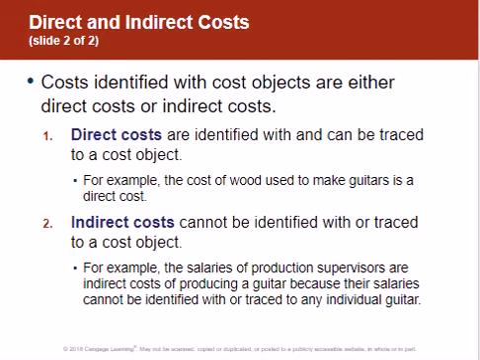Costs identified with cost objects are either direct or indirect costs. Direct costs are identified with and can be traced to a cost object. For example, the cost of wood used to make a guitar is a direct cost. Indirect costs cannot be identified with or traced to a cost object. For example, the salaries of production supervisors are indirect costs of producing a guitar because their salaries can't be identified or traced to an individual guitar.